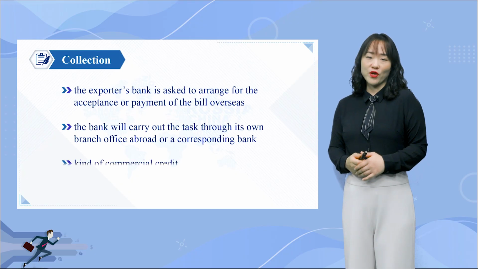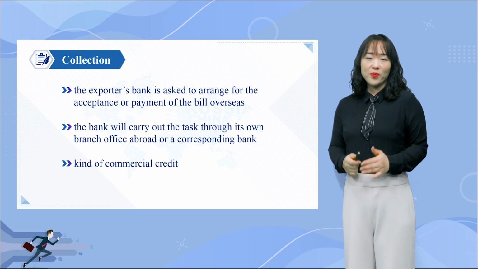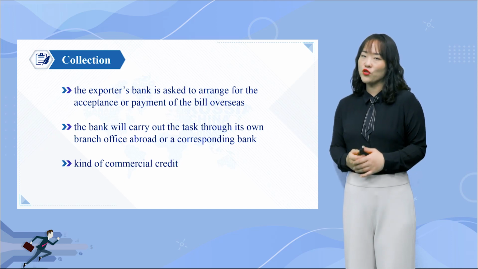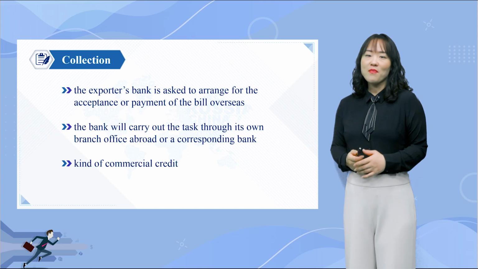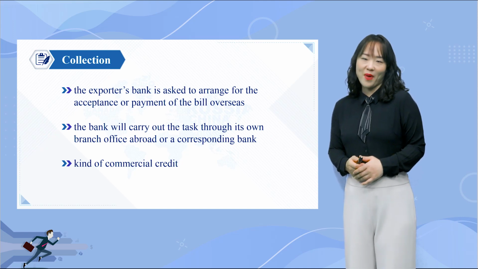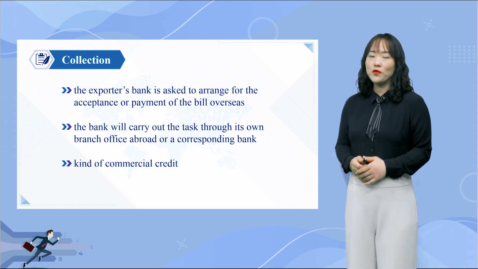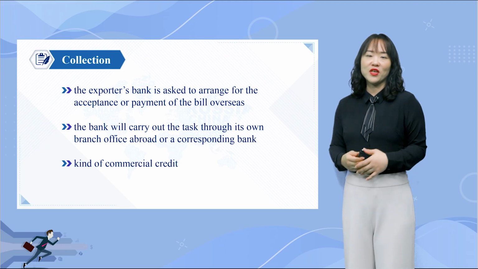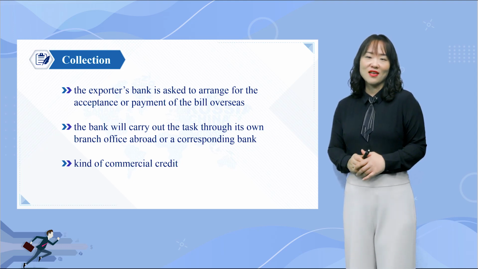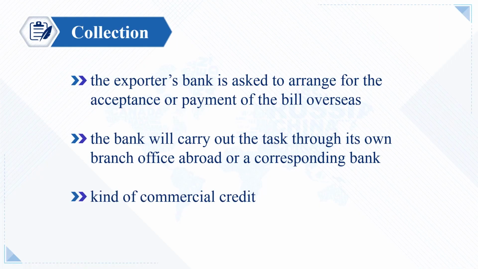When funds are not required immediately or where bills are not sufficiently attractive to a banker for negotiation, they may be handed by an exporter to his bank for collection. The exporter asks his bank to arrange for the acceptance or payment of the bill overseas, and the bank will carry out this task through its own branch office abroad or a corresponding bank. In collection, the bank only provides service but not credit. Same as remittance, collection belongs to commercial credit.